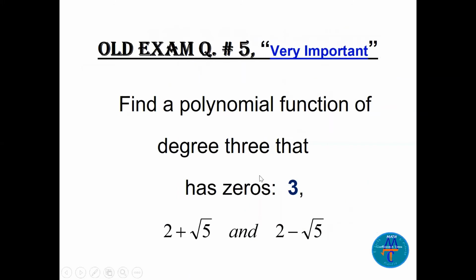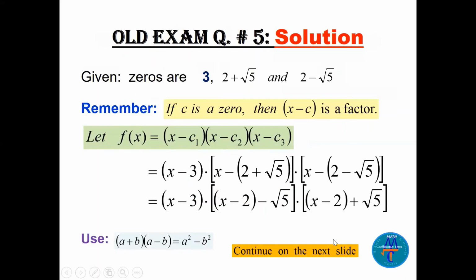Now here we need to find a polynomial function of degree 3 that has zeros 3, 2 plus square root of 5, 2 minus square root of 5. We did one similar in the examples of lecture 36. But now we will do this nice question.